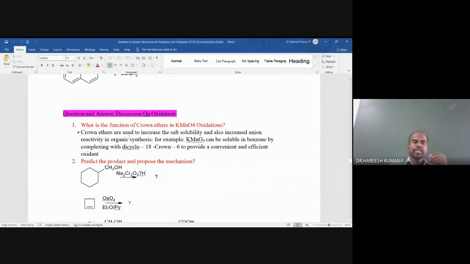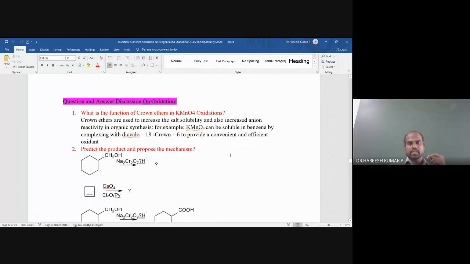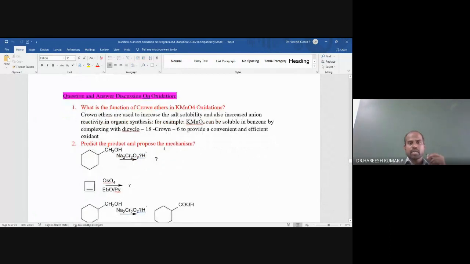Crown ethers are used to increase the salt solubility and also increase anion reactivity in organic synthesis. For example, KMnO4 can be soluble in benzene by complexing with dicyclohexyl 18 crown 6, to provide a convenient and efficient oxidant. So this answer you can write for the above question: what is the function of crown ether in KMnO4 oxidation? And the next question, predict the product and propose the mechanism.